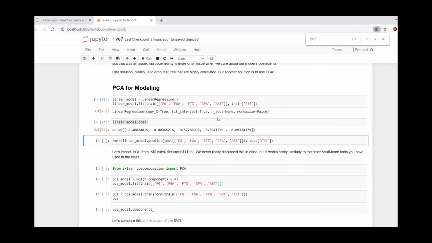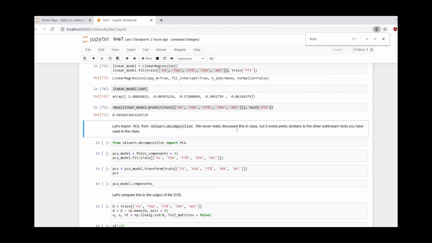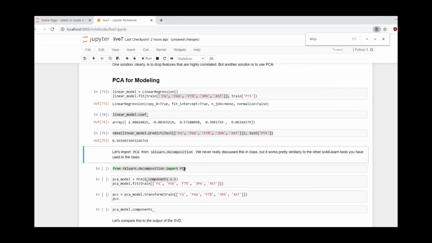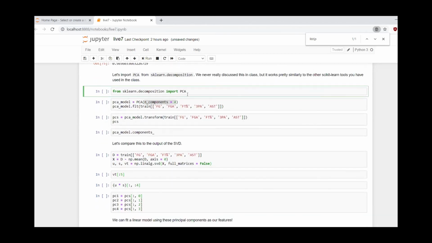Okay, so here I'm fitting the linear regression model with all these features, and I get an RMSE of 0.56. So we can use PCA here. I chose 4 components here, but I think you can play around with that and see what works best. This is some syntax you haven't seen before. This is the scikit-learn implementation of PCA.